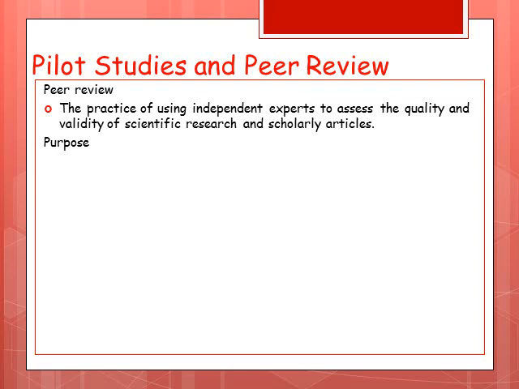It can be single blind, so the author of the journal is unaware of who is reviewing the journal. It could be double blind, so neither the author nor the reviewers know who each other are. Or it could be an open review where everyone knows who everyone is. So the author is aware of who is judging their work, and the reviewers are aware of who the author is.